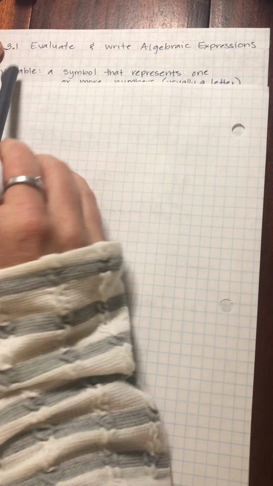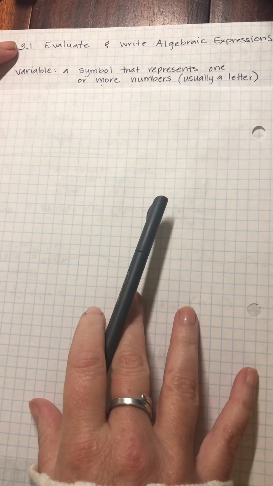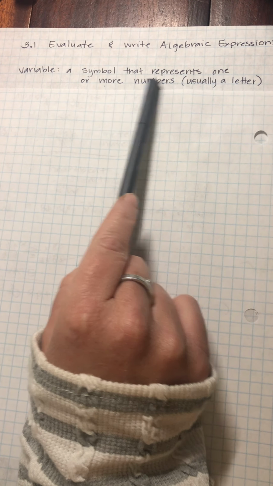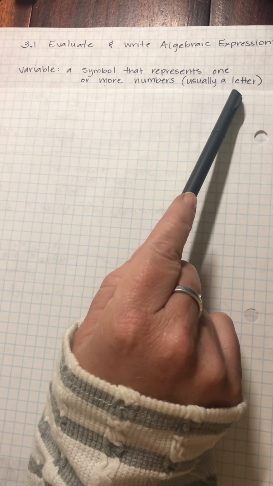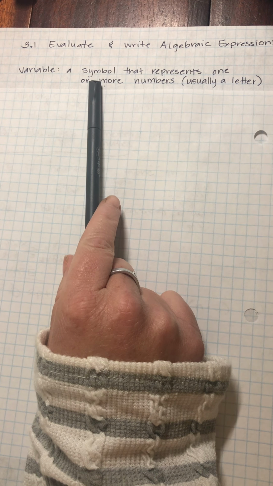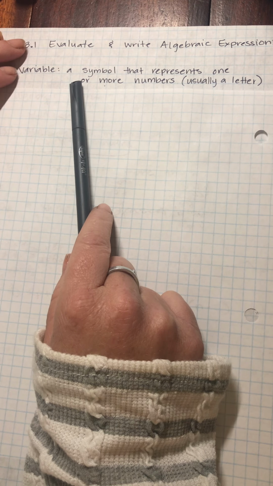A variable... these are vocab that came straight from your book. So if you open your books, I think we're on around page 100, you'll see 103. Page 103 is where I got these. So a variable is a symbol that represents one or more numbers, and it's usually a letter. So this is where, when we're talking about algebra, you're solving for X, okay, or L, or whatever that letter might be.